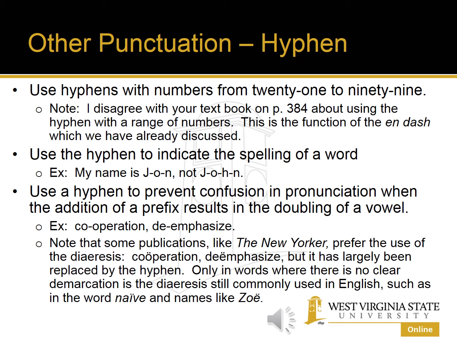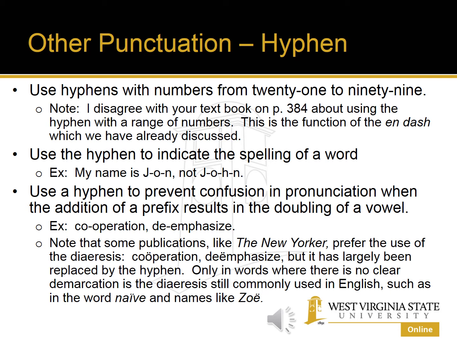But the diaeresis is still used in English, but only where there's no clear demarcation. For example, in cooperation, it's clear that co is a prefix, and in de-emphasize, it's clear that de is a prefix. But what about in the word naive? In the word naive, there is no prefix. The word naive comes from French, and there's no prefix. It's not na as a prefix and then ive. The whole word is one word, naive.